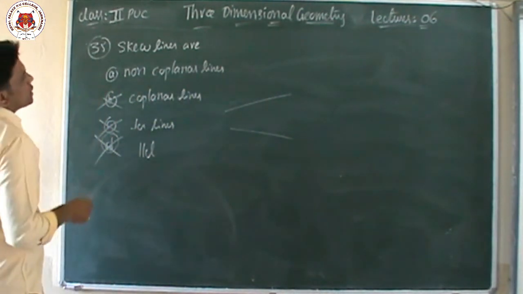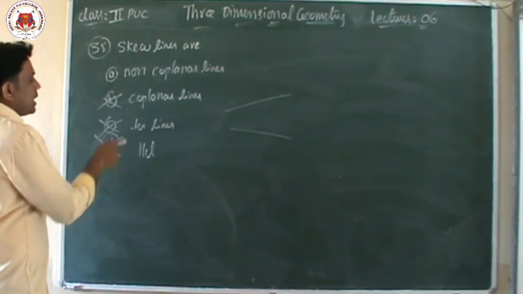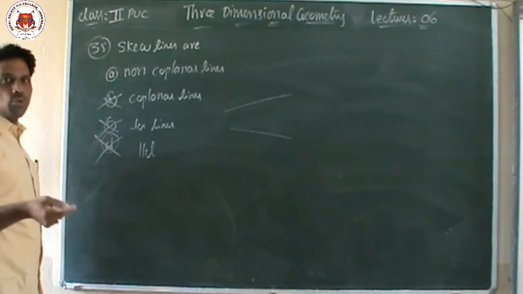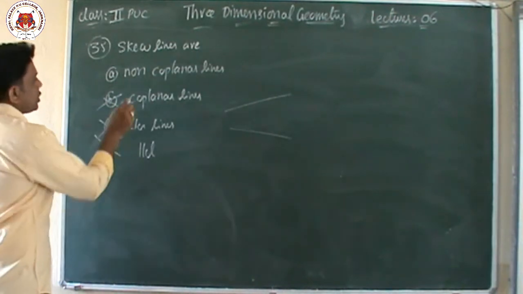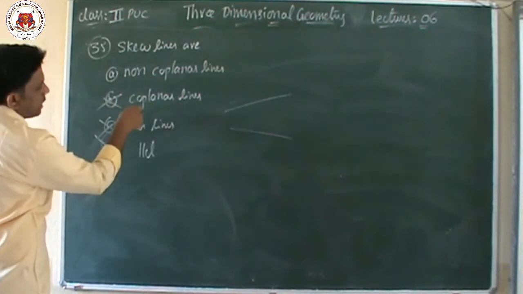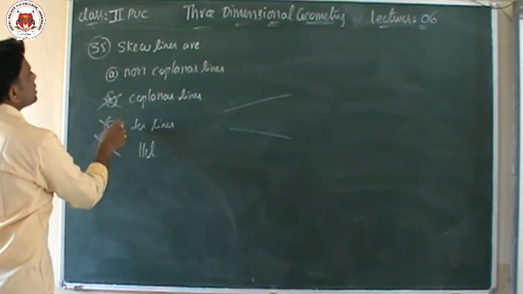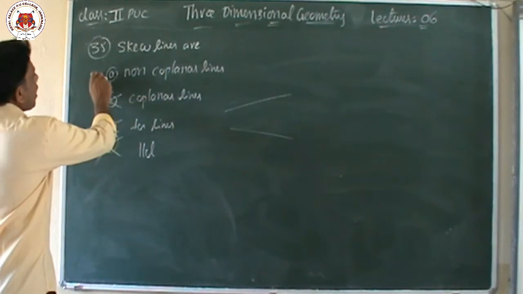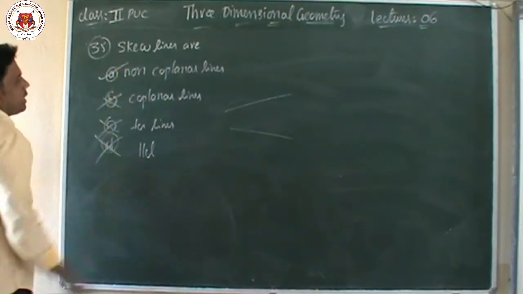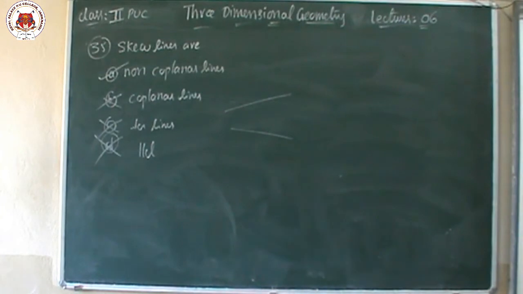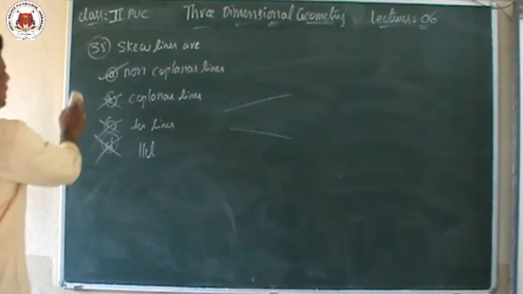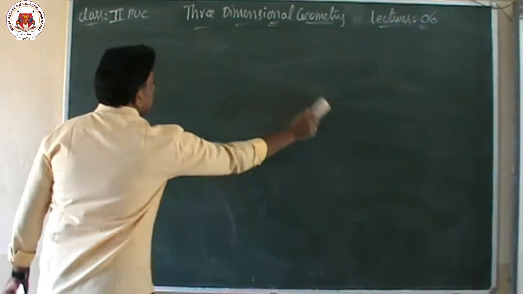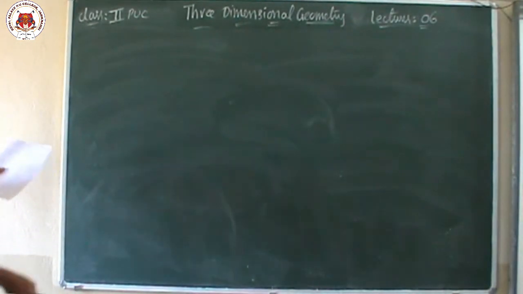What is the definition of a skew line? Skew line definition is neither parallel nor perpendicular and not coplanar also. Coplanar is nothing but intersecting. So it won't intersect, it won't be perpendicular, it won't be parallel. Lines like that are called skew lines. So what is the option? Skew lines are always non-coplanar lines. So that option is correct. Now you go to the next question, the 36th question.